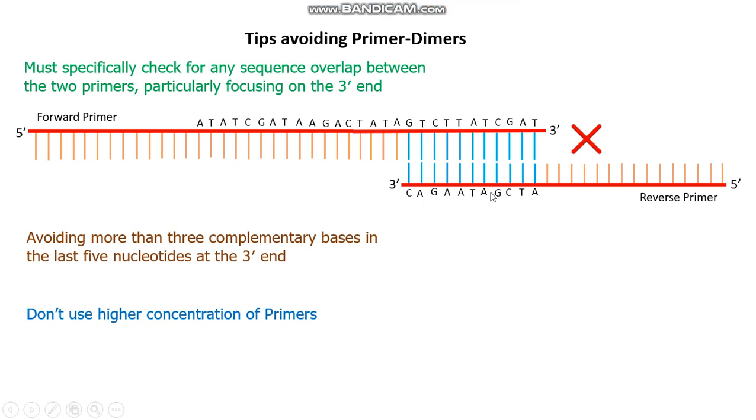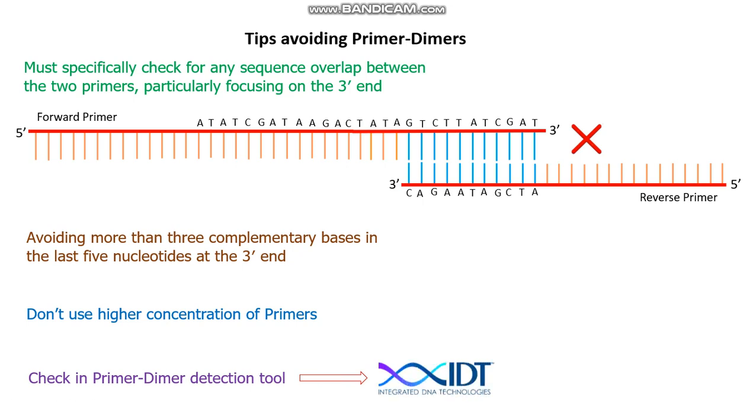So that's all about primer dimer. And finally, you also need to check using the IDT online tool whether your primers contain any binding region; this is a primer dimer detection tool. Later on maybe I will make another video on how to check primer dimers online using the IDT online tool. That's all about this video.